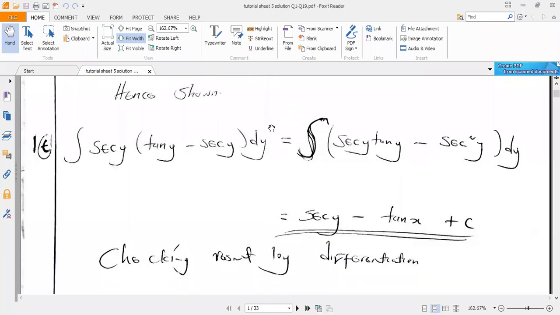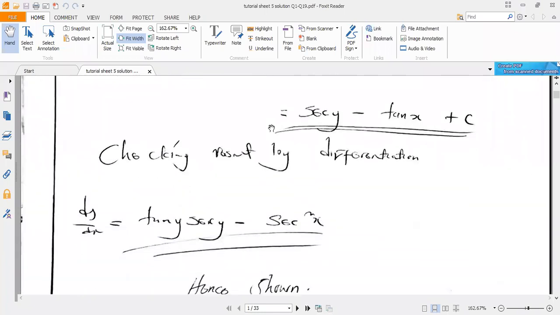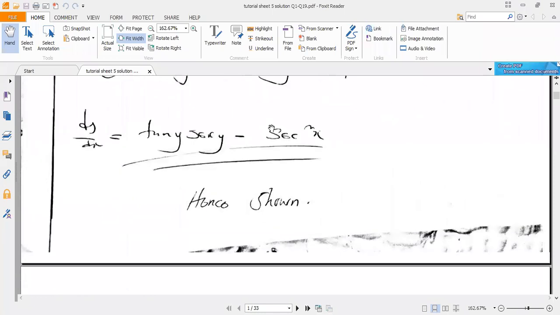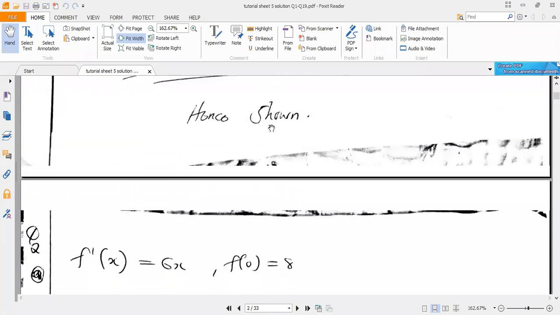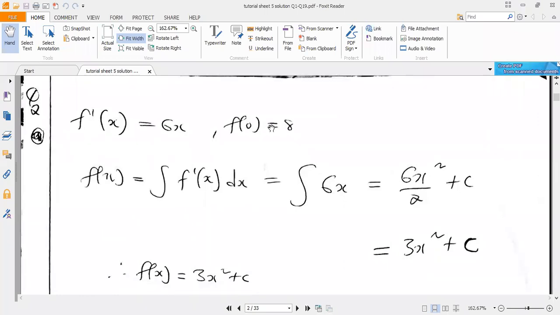Okay, so you can check this answer during your free time by differentiating that, and you realize that you go back to what we initially had. Okay, we move to question 2. So question 2, the A part. F prime of x is equal to 6x.